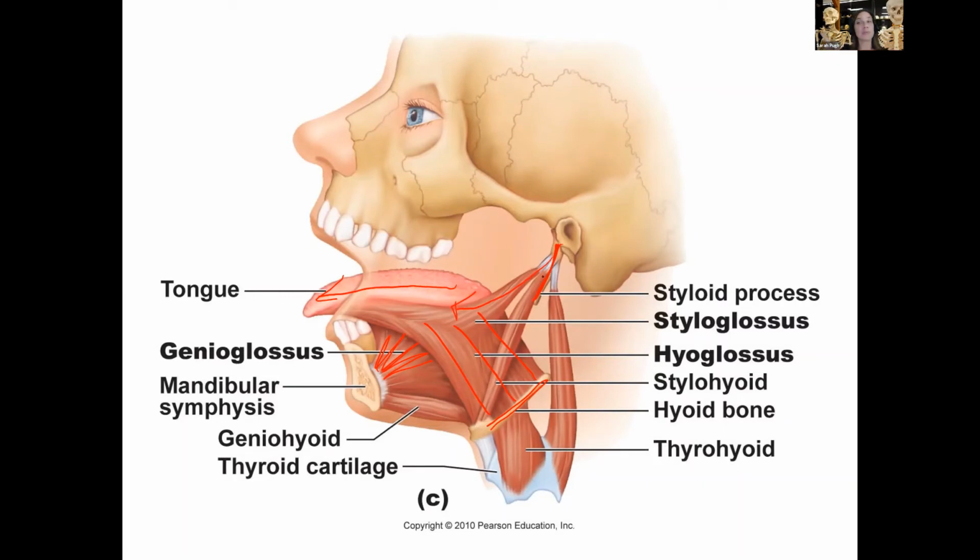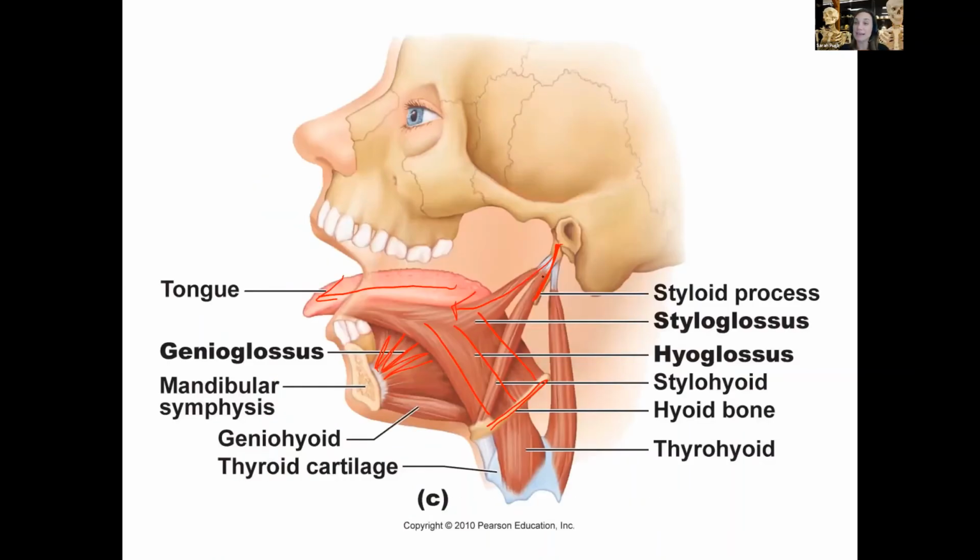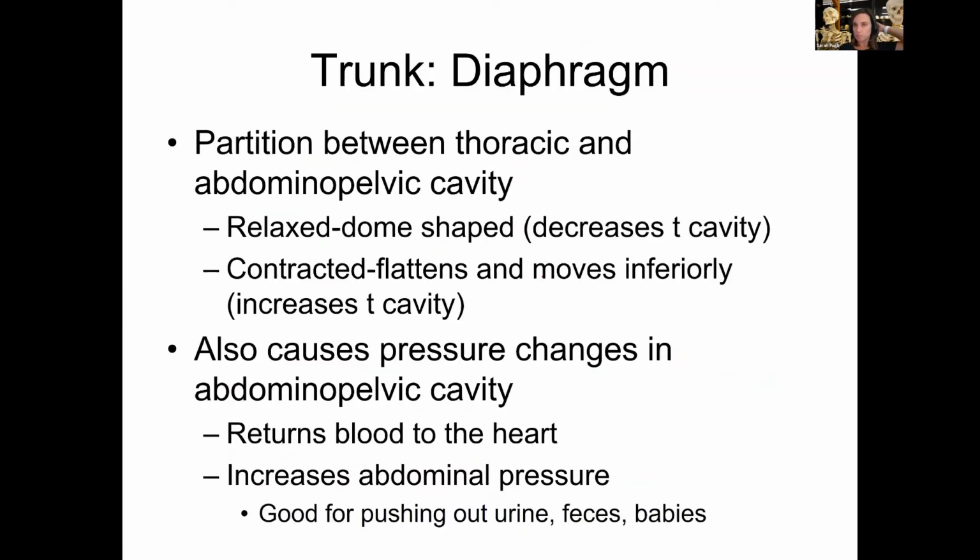So remember, what one muscle does, another muscle or group of muscles will undo. The genioglossus sticks your tongue out. The styloglossus will pull it back in. It'll retract that tongue. Okay, so those are some of our extrinsic tongue muscles.